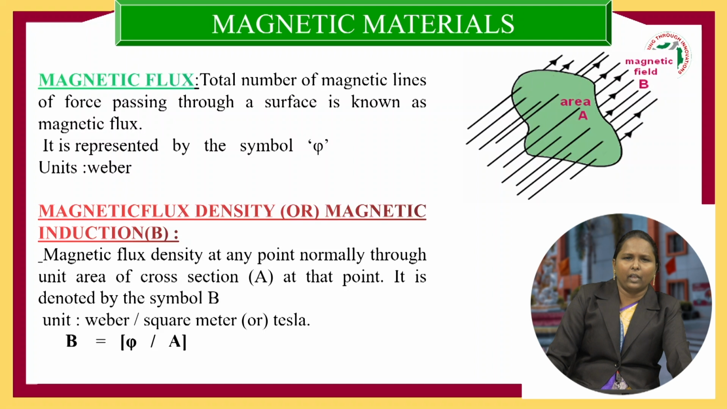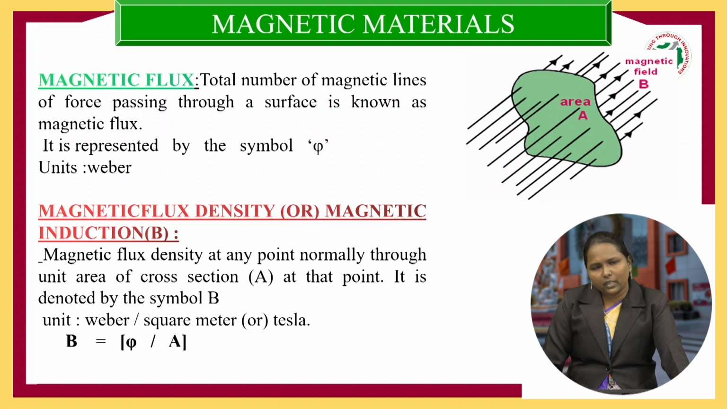What is the magnetic flux? The number of lines passing through a surface area for any magnetic materials. Here you can see in the picture, we are considering area A, and the magnetic lines are passing through the surface. What is the magnetic flux?